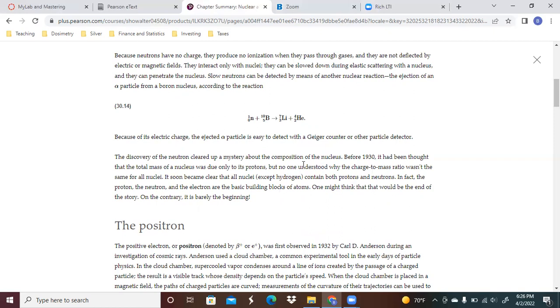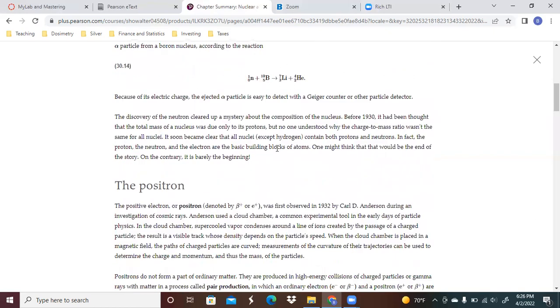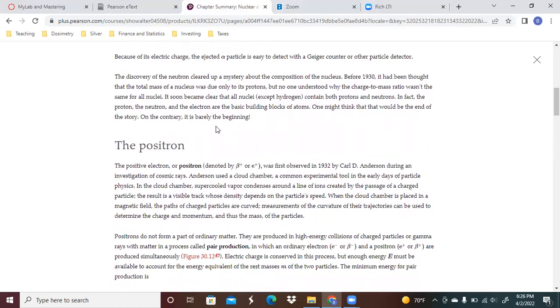Slow neutrons can be detected by means of another nuclear reaction, the ejection of an alpha particle from a boron nucleus, according to this reaction. And because of its electric charge, the ejected alpha particle is easy to detect with a Geiger counter or other particle detector. The discovery of the neutron cleared up the mystery about the composition of the nucleus.